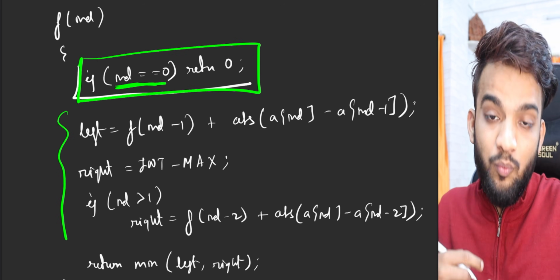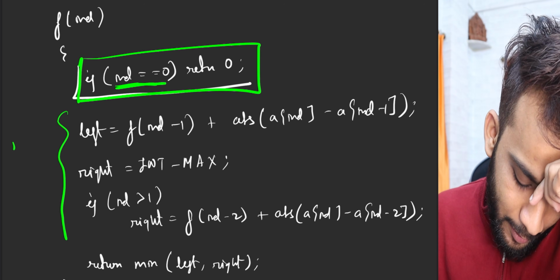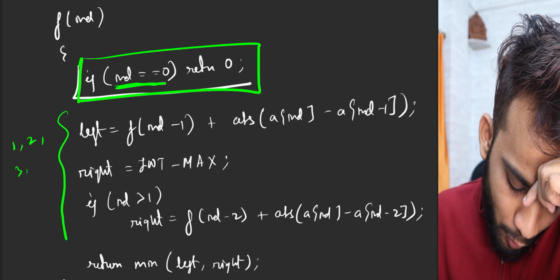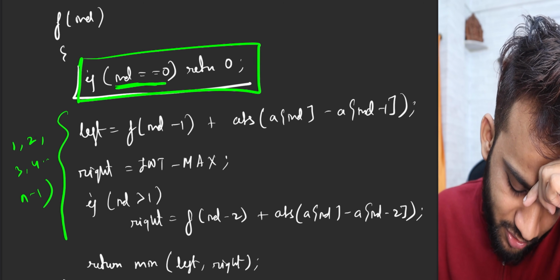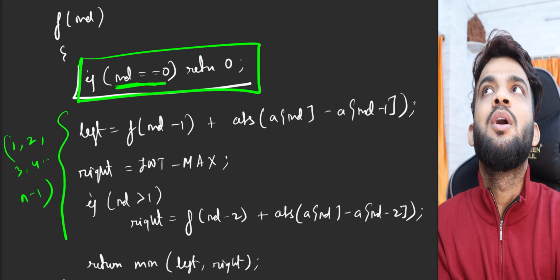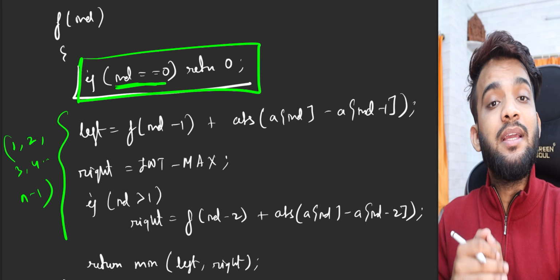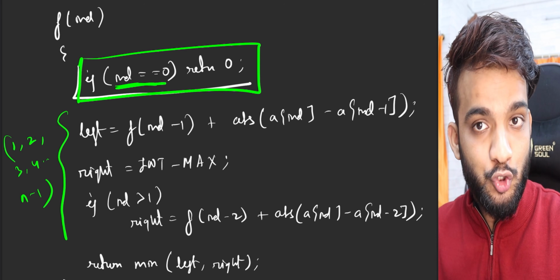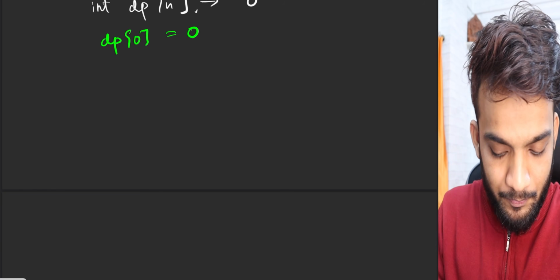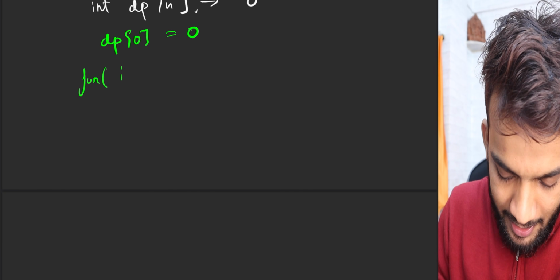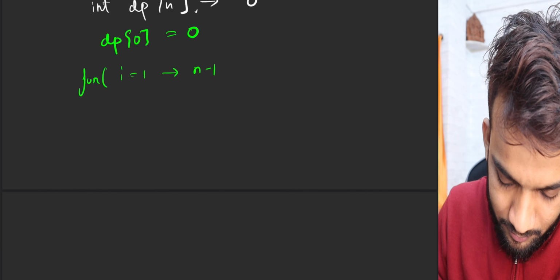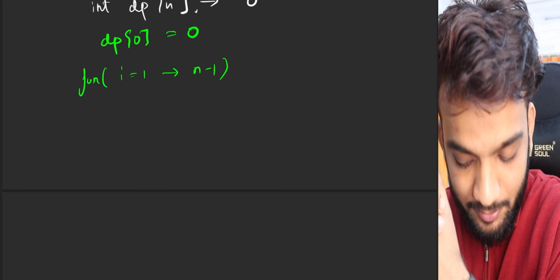These lines, when will they be executed? They will be executed at 1, 2, 3, 4, and so on till the n-1th index. Makes sense, because the worst call that I'll make will be n-1. So it will be executed for sure. So please write it: i equal to 1 till n-1. Run a for loop. Perfect.